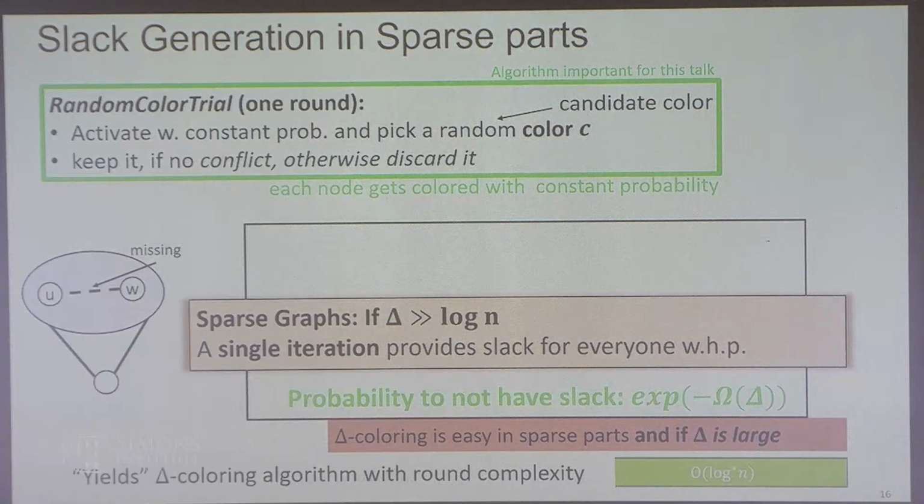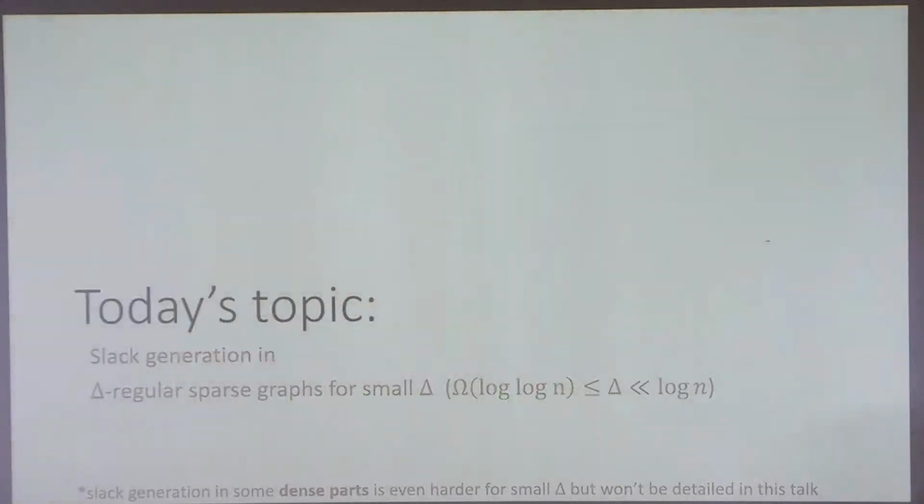In our work, we also extend all of this to the dense part, which needs a lot of work, and in the end, we actually obtain for large delta a log star round algorithm. We can later talk about why this does not contradict the log-log-n lower bound. But for this talk, what I actually want to talk about is a different range of delta. And this is the most challenging part in all of this work.